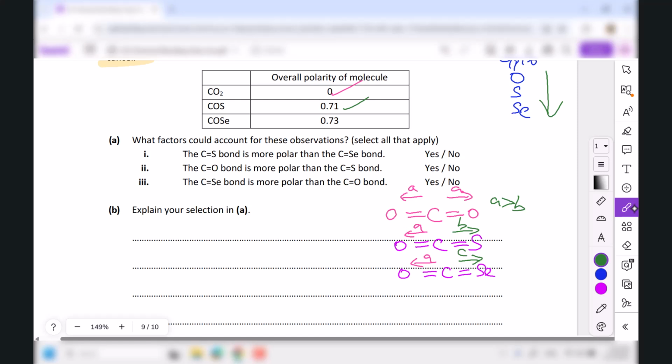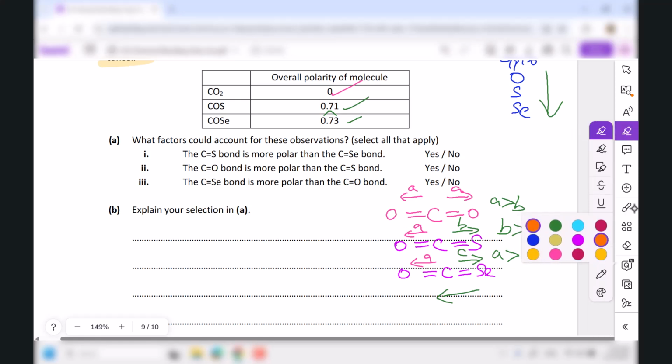And what about the next one? For COSe, you notice that the polarity is greater than that of COS. So this is greater than that of COS. So that means that I would expect A to take on a bigger value than C as well. And because there is a greater polarity in the direction of oxygen, you expect the carbon selenium double bond to be less polar than the carbon sulfur bond. So therefore, the value of B is greater than C. Yep. So with this idea in mind, we're going to answer part A.